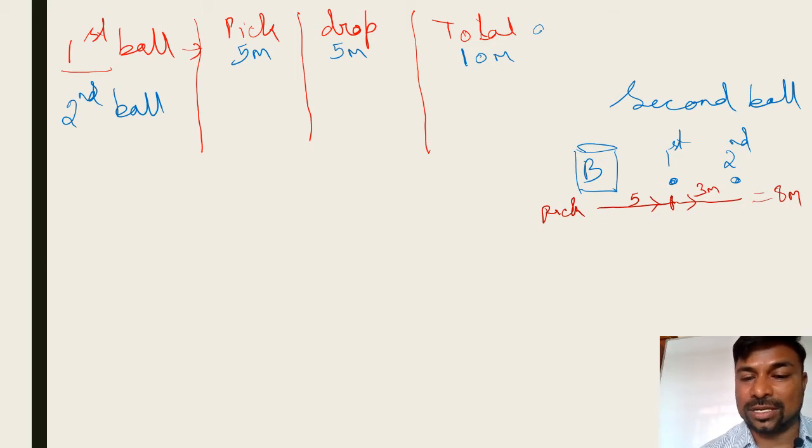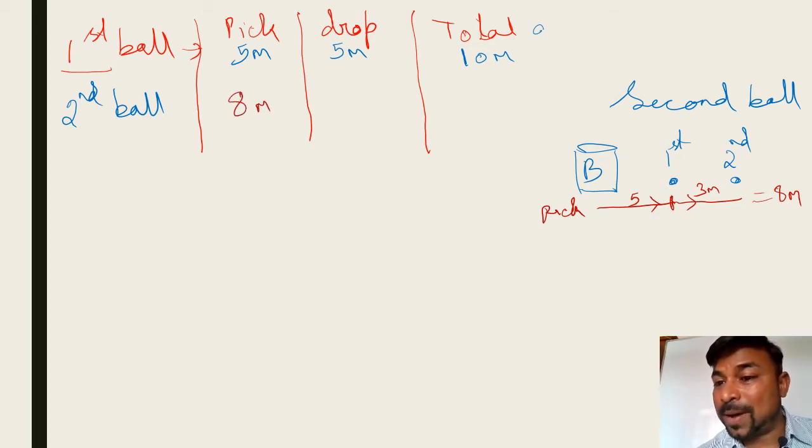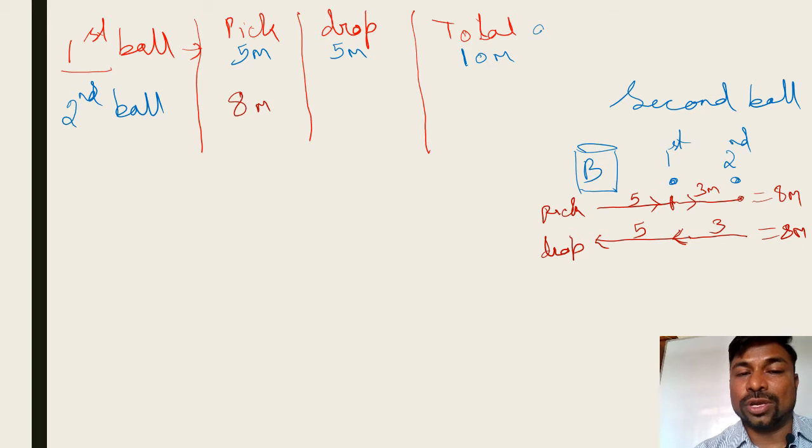Let us write it down here: 8 meters to pick. But after picking the ball, she traveled back 3 meters and again till the bucket, again 5 meters, in the return journey. It's nothing but drop. For dropping, totally 8 meters she has traveled. So you can check it out, it's again nothing but 8 meters.